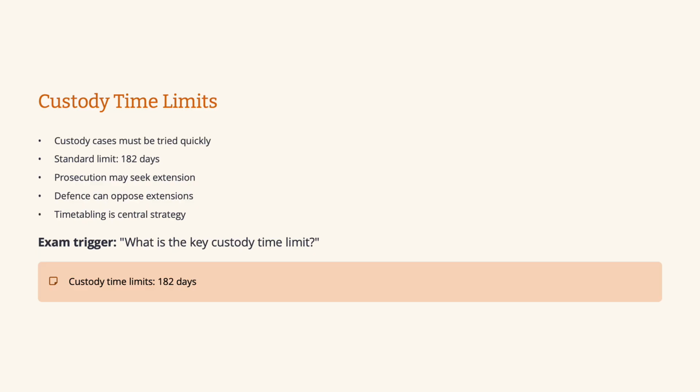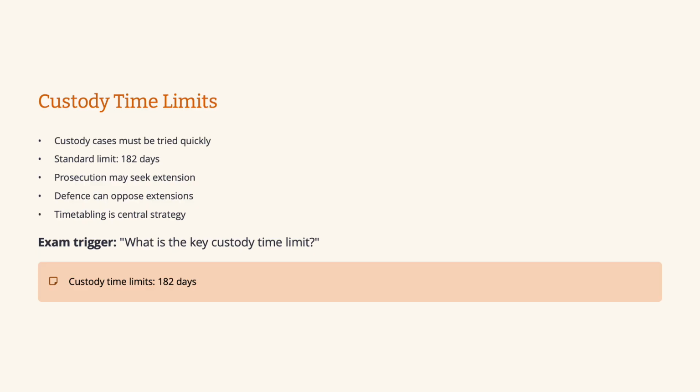That's approximately 6 months. If this time expires without trial commencing, the defendant must be granted bail unless the prosecution successfully applies to extend the time limit. So the prosecution may seek extensions, but they must demonstrate good reason. Typically, that delay is attributable to the defense or due to unavoidable circumstances beyond prosecution control. So the defense can oppose an extension application, arguing the prosecution has caused delay or has not acted diligently.